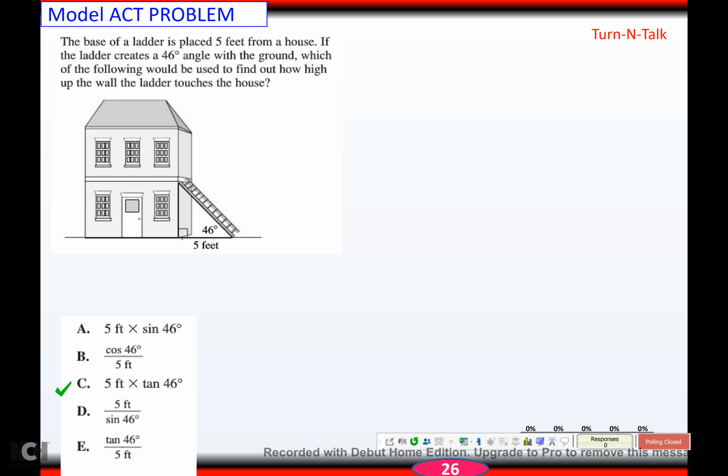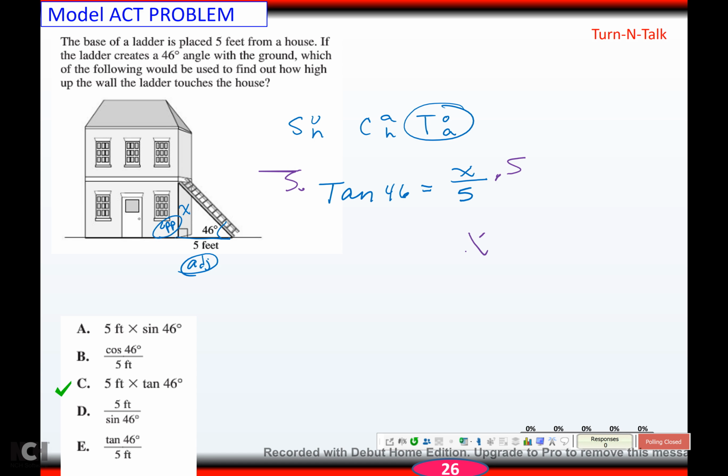Alright, it says the base of a ladder is placed 5 feet from a house. If the ladder creates a 46-degree angle with the ground, which of the following would be used to find out how high up the wall? So they're looking for this one. Well, if I'm standing here, this is adjacent, and this is opposite. And we have SOHCAHTOA to choose from. The function that uses opposite and adjacent is tangent, so I would set up tangent 46 equals opposite over adjacent. And then if I were to get x alone, I'd multiply by 5, and I'd get x equals 5 times tangent 46 degrees. Okay?